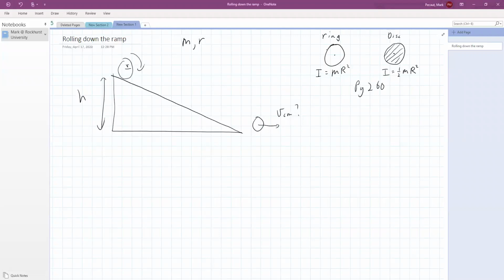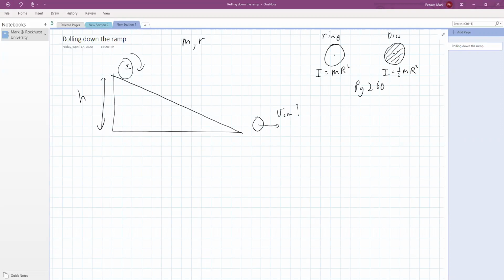That's going to be mr squared. For the disk, however, some of its mass is closer to the axis, but some of its mass is farther away. And when you do the computation, which is an integral, which I did in a previous video, not for this shape, but for a different shape, you find that it averages between those two, and you get half mr squared. So the moment of inertia for the disk is lower than for the ring, because the disk is more evenly spread out, whereas for the ring, it's all concentrated on the rim.